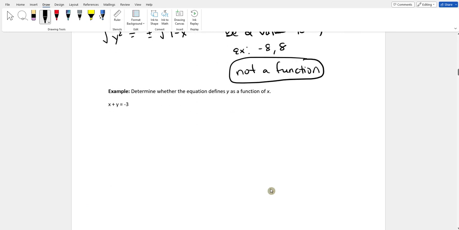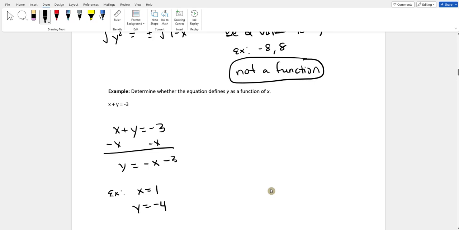This next one, we have x plus y is equal to -3. We want to solve for y, so I'm going to subtract x from both sides. I get y is equal to -x minus 3. So when I plug in a value for x, let's say I plug in 1, y is going to be equal to -4. So any value that I plug in for x is going to give me one value for y.